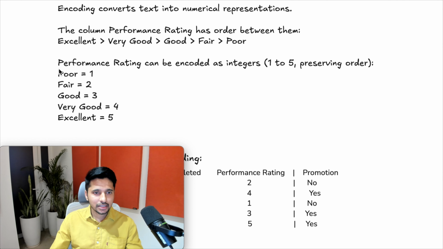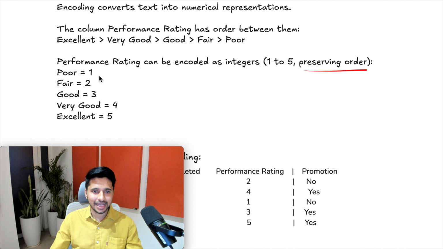As you can see, the performance rating can be encoded as integers 1 to 5, and we can preserve the order: 5 is greater than 4, 4 greater than 3, 3 greater than 2, and so on. We can do this because we have some ordering in the data. So ultimately we can convert our feature, performance rating, from text into a numerical representation.